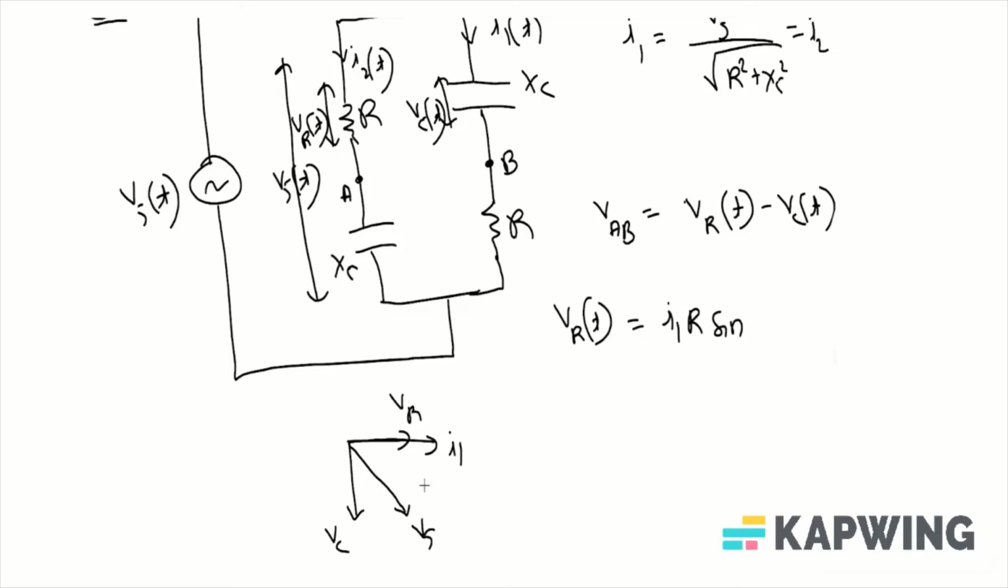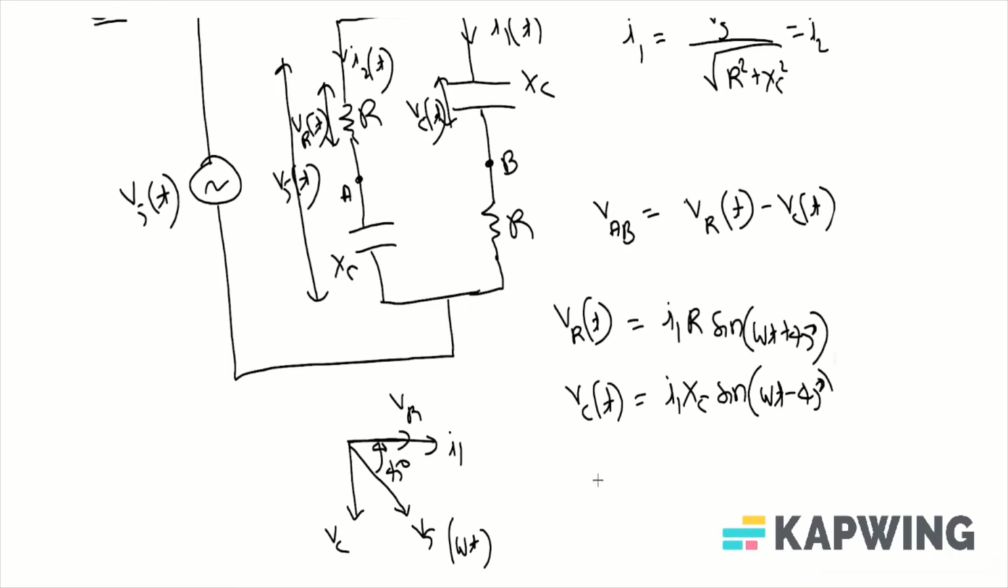So the voltage across resistance is 45 degrees ahead in phase from the voltage of the source. So if the source phase is omega t, then the phase of the voltage across resistance will be omega t plus 45, and VC(t) will be I1 into Xc sine omega t minus 45. So VAB will be VR(t) minus VC(t).